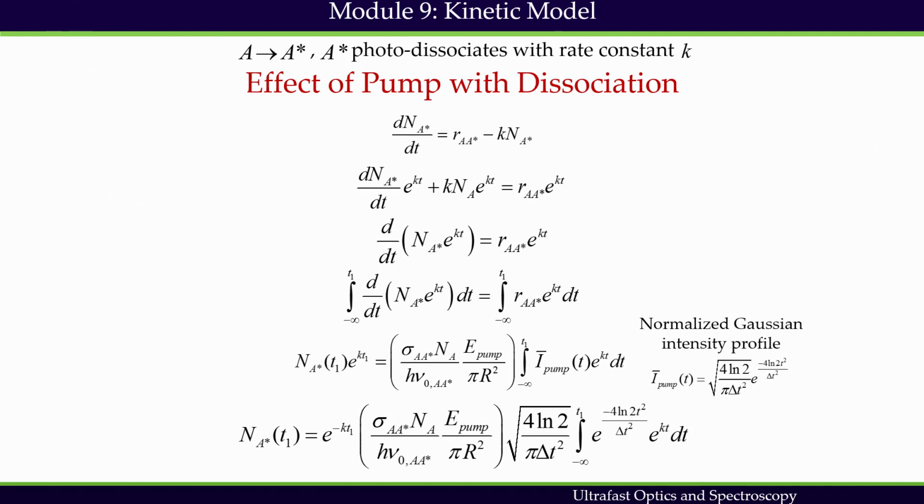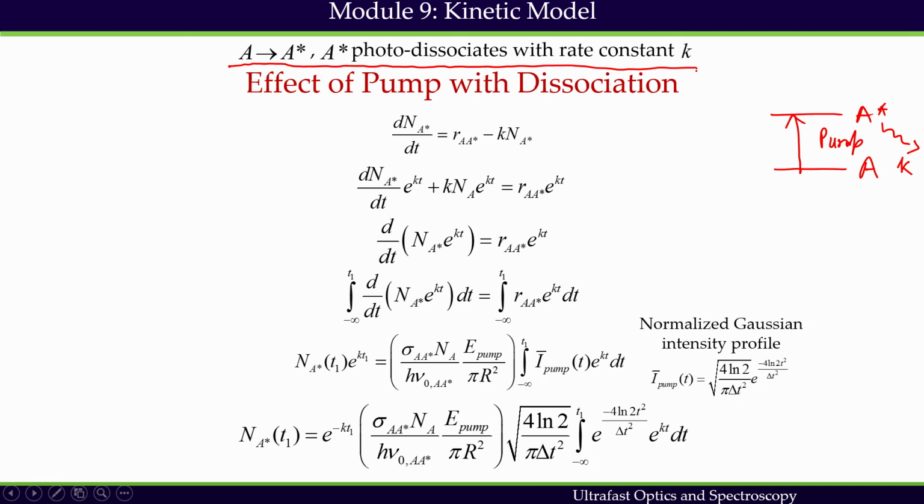Next, we will discuss excitation of A to A star with the help of pump, and subsequently A star photodissociates with a rate constant k. We are not considering the probe pulse yet. So, the process which we are going to discuss here is A to A star excitation, and then A star photodissociates to the product with a rate constant k.